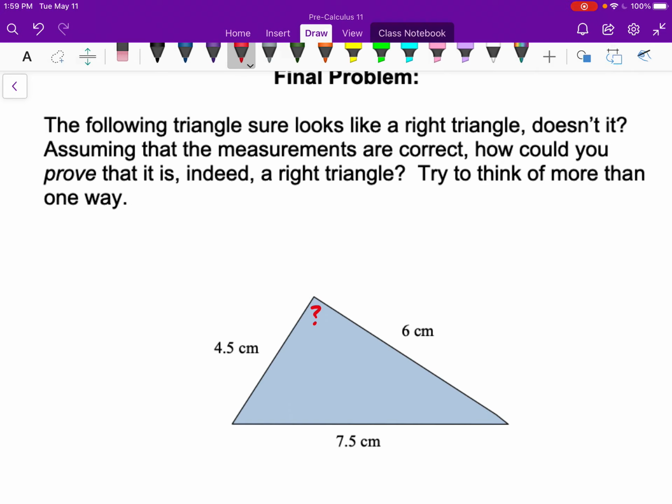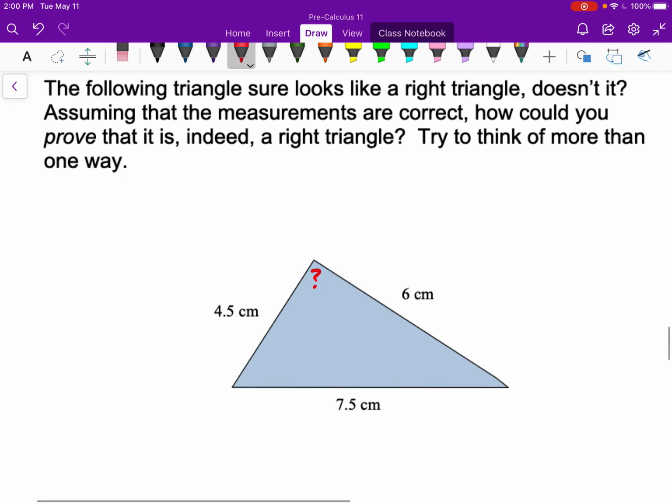I could use the cosine law because I do have a triangle and I know three of the sides. And if I know all the sides of any triangle, I can always use the cosine law to find any missing angle I want. So that's one way I'm going to approach this.